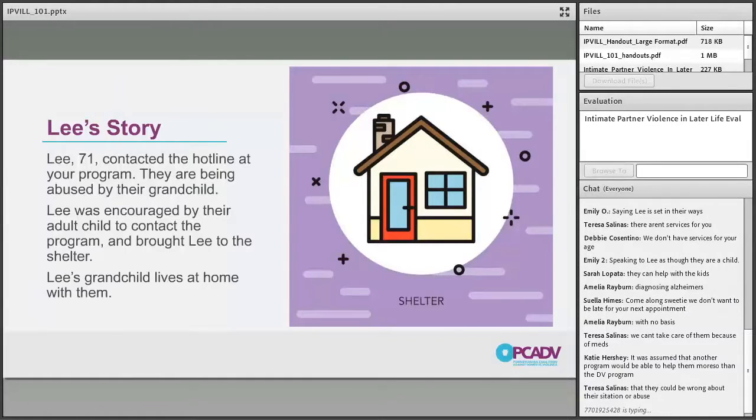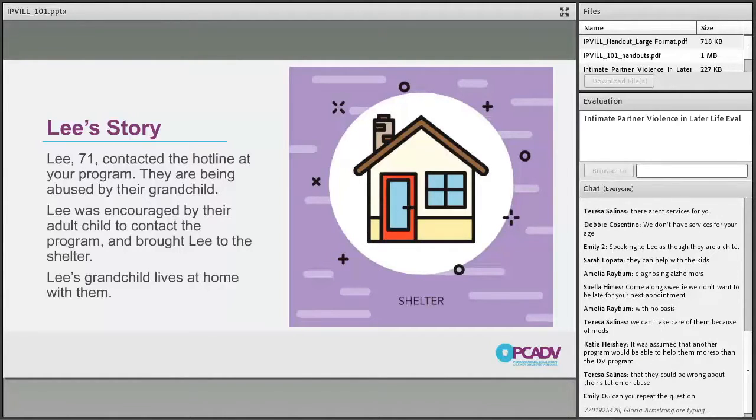And that's important, and that's going to be one of the best practices that we talk about, is providing a holistic approach to our method, because we are the DV experts. If domestic violence is occurring in a relationship, we can work with other agencies together to serve them in the best way while still providing our services, because Lee, in this case, would obviously benefit from any of our programs that we offer.